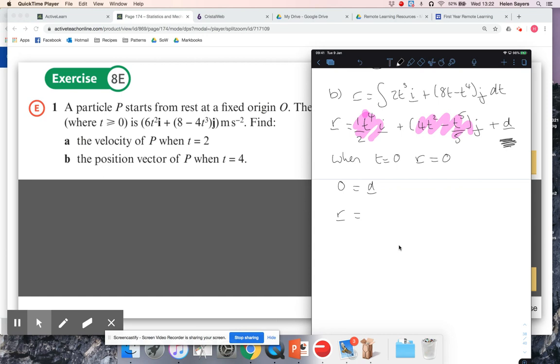So my full vector for r is t to the 4 over 2, my I component, 4t squared minus t to the 5 over 5 for my j component. Find the position vector when t is 4. So when t is 4, r is 4 to the power of 4 divided by 2, so 128i, and 4 times t squared minus t to the power of 5 over 5. I'm going to check I've typed that in correctly, but I'm getting that to be minus 704 over 5.